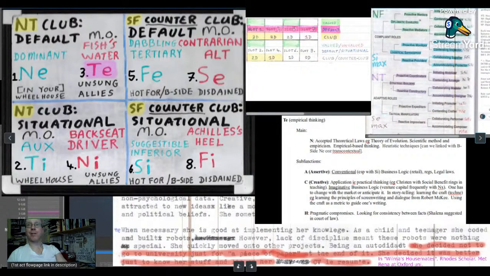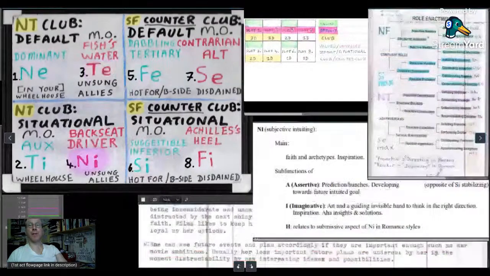Right, 38 minutes. I'm going to get a wriggle on. Right, NI. Right, backseat driver. If I do the Wilma thing first and then I go to the subfunctions.